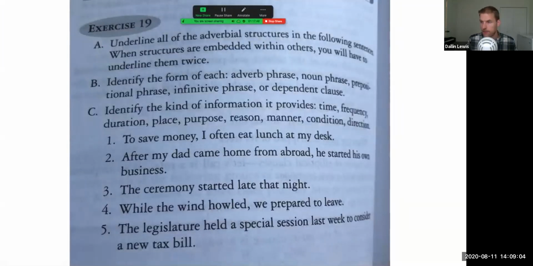And let's figure out what types of adverbials we have here and what their function is and how we identify them. So you will be doing the odd numbers. I'm going to do the even numbers with you. After my dad came home from abroad, he started his own business. He is the subject of my sentence. Started is the verb. What did he start? His own business is the direct object.